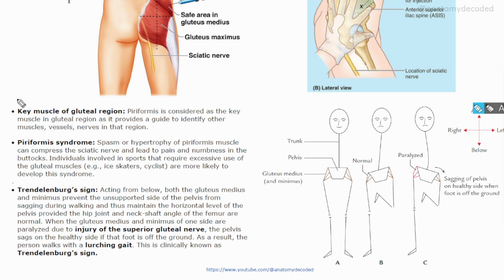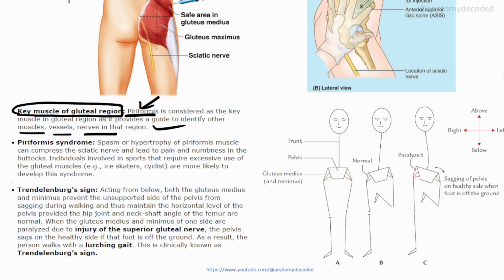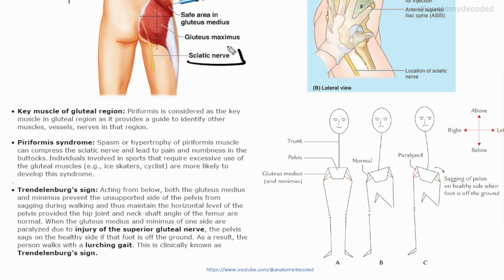Then this topic we had discussed, the key muscle of the gluteal region. Which muscle is that? That's the piriformis muscle. Okay, because it provides a guide to identify the muscles, vessels, nerves in this region. Okay, then this sciatic nerve is in close relation with the piriformis muscle, and there is a syndrome associated with it called piriformis syndrome.